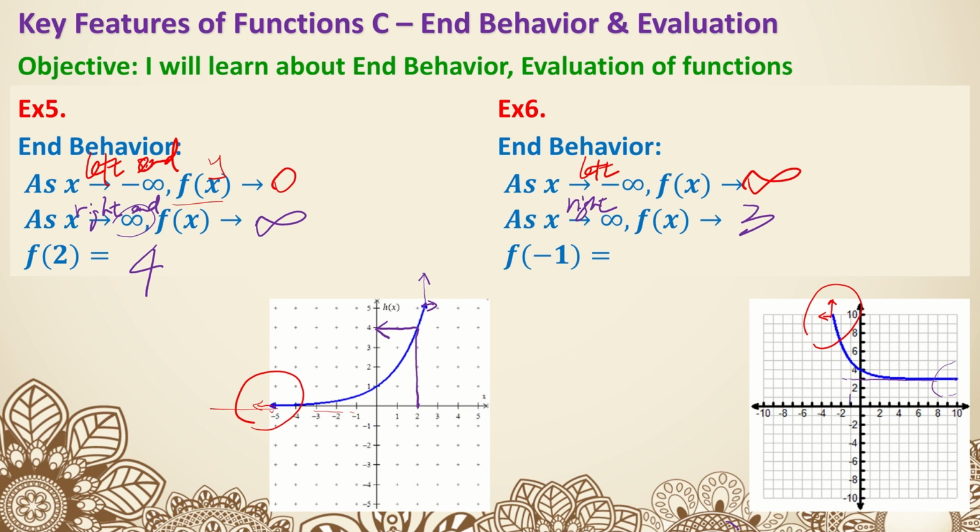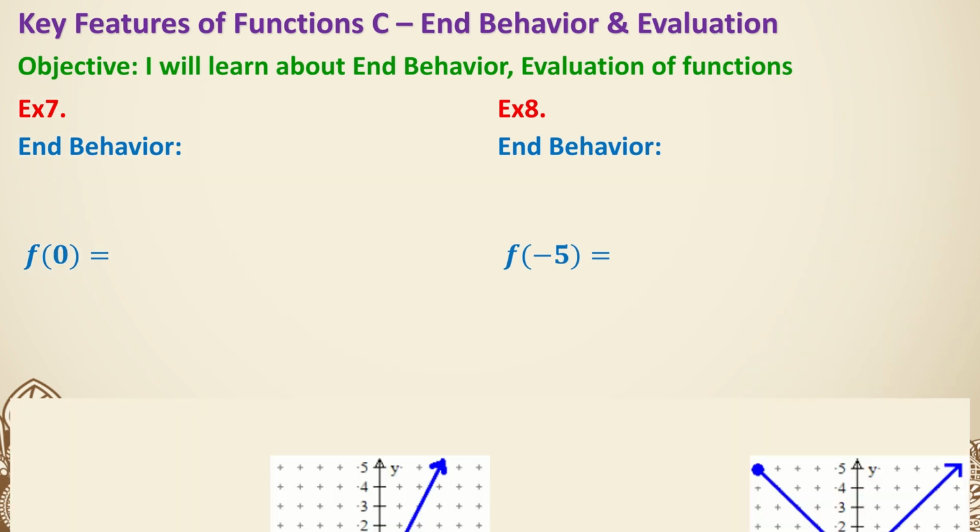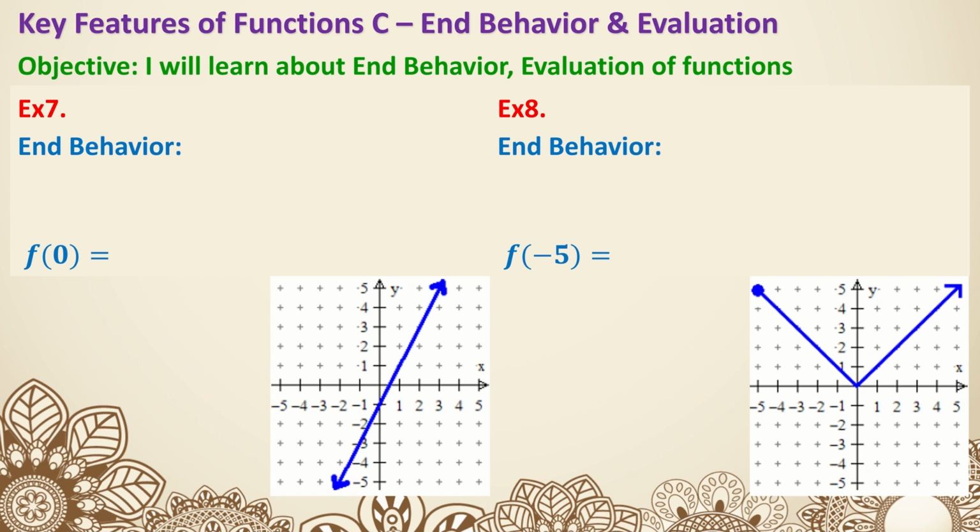f of -1, the value is at 5. So f of -1 is 5. Next, 7 and 8. 7 is the same as example 1.